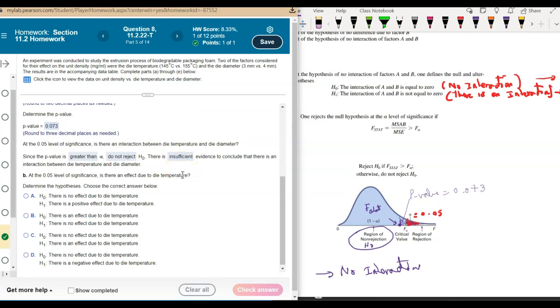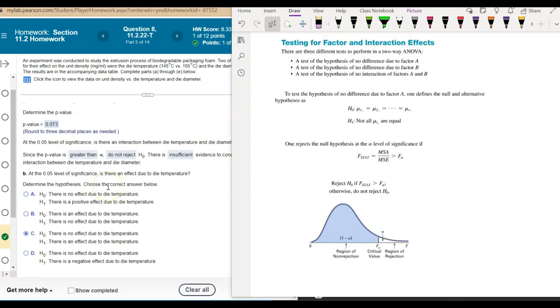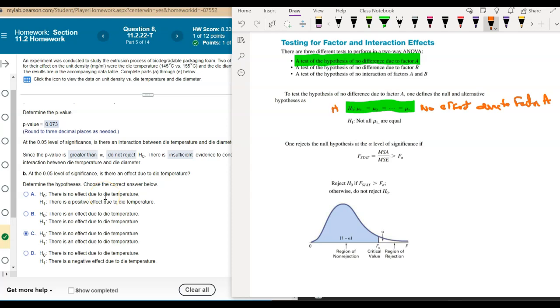Now we are moving on to factor A, or the temperature for us. So again, let me grab the conclusion. For factor A, which is the temperature, we are right in this sentence over here. You can see it: no difference due to factor A. So no difference, it is the same statement as this one. So this is no difference or no effect. And this is H0; for H1, you're going to say there is an effect.